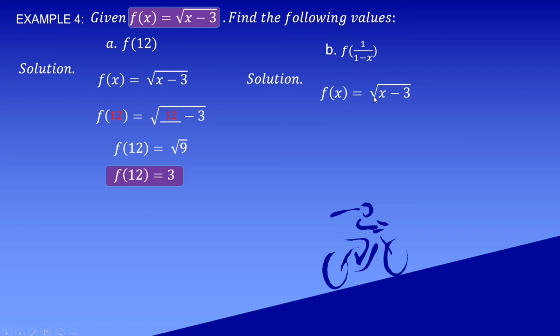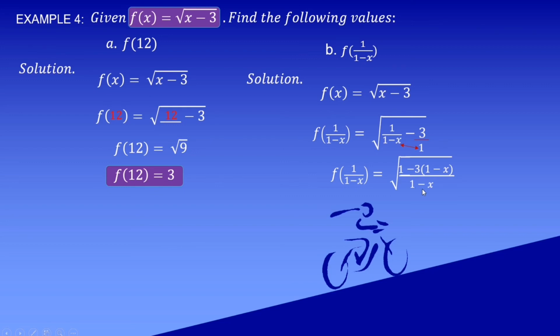For letter B, f of 1 over 1 minus x. Our given function is f of x is equal to square root of x minus 3. So all x in our given function we replace with 1 over 1 minus x. Then simplify 1 over 1 minus x minus 3. We know that 3 is also equivalent to 3 over 1, so we can use cross multiplication. 1 times 1 is 1. Then 1 minus x times negative 3, so negative 3 times 1 minus x. Then over, denominator by denominator.